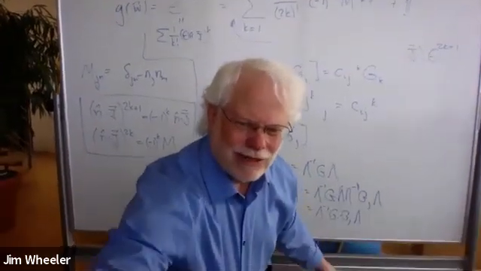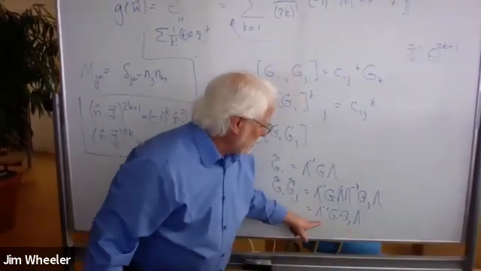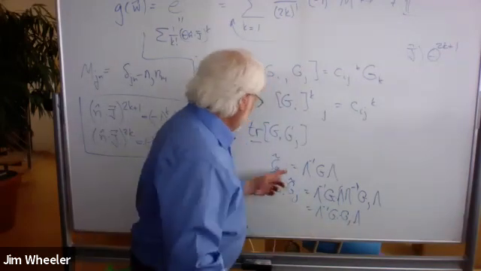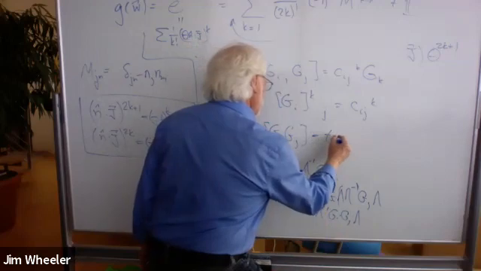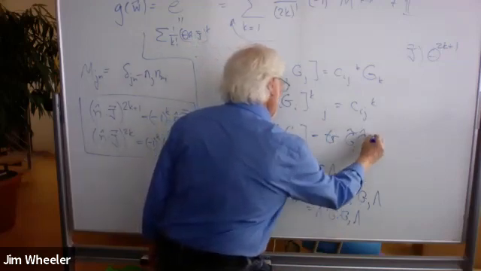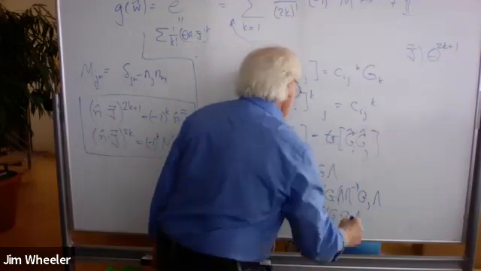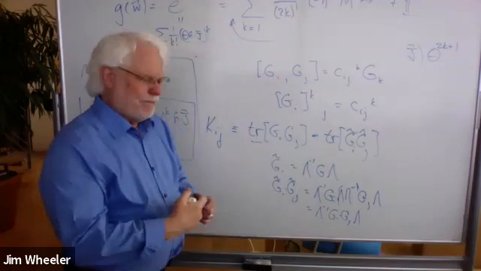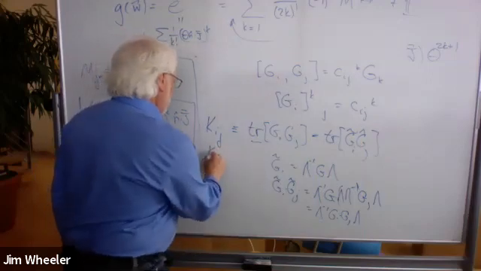Oh, I'm sorry, you can't see what I'm doing. The trace of this, those lambdas go away. And so I see that the trace of G tilde is the same thing. So this is independent of the representation of the group. This is called the Killing form.